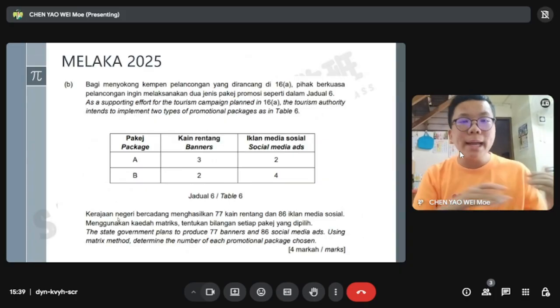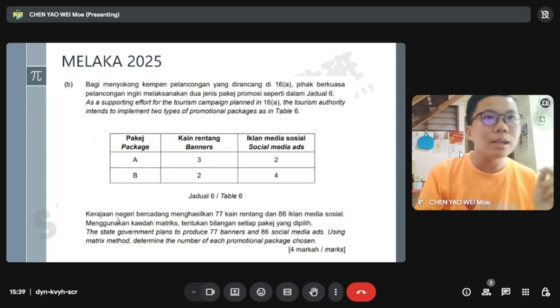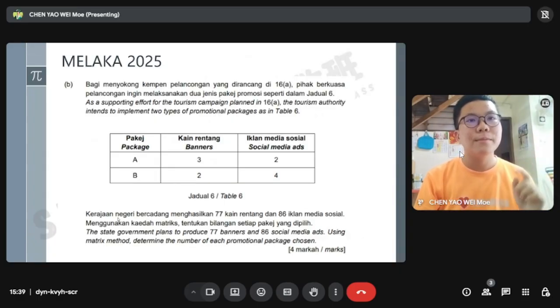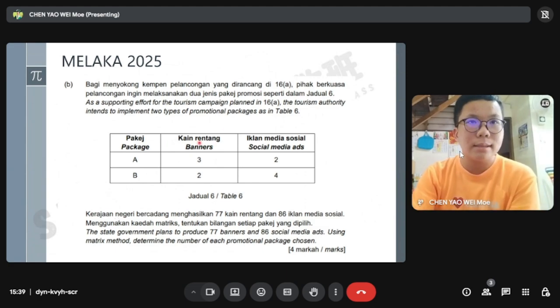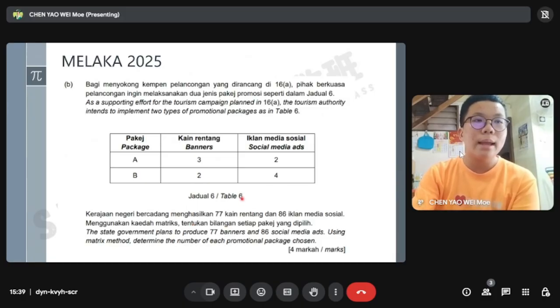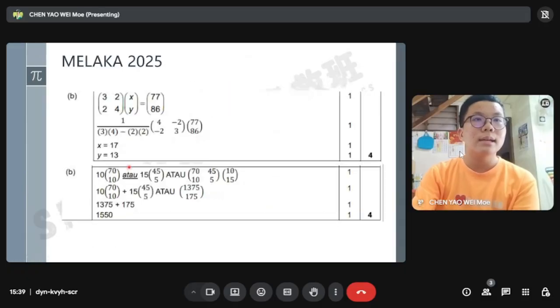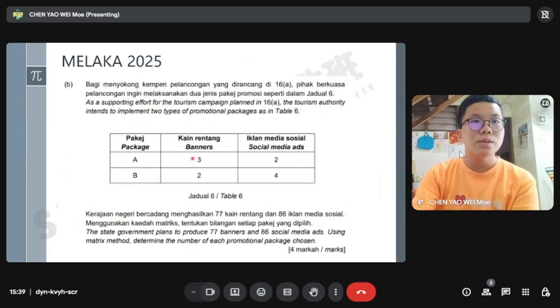So it means package A, I can get 3 banners plus 2 social media ads. And for the package for this one, like this. And the government wants to produce 77 banners and 86 social media ads. We see together. 77 banners. Banners 3, 2, this is the B, this is the S. And this is for package A, this is for package B.